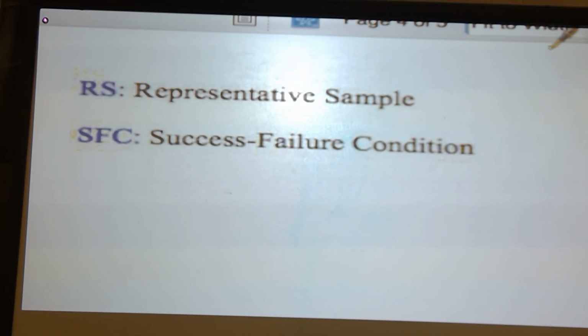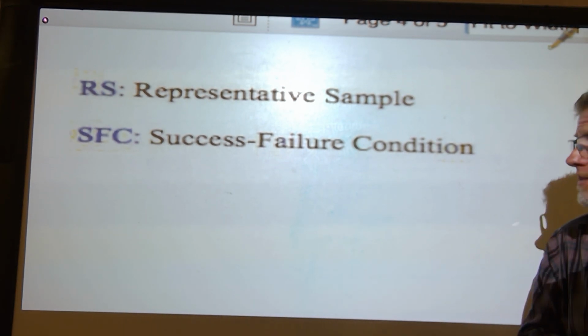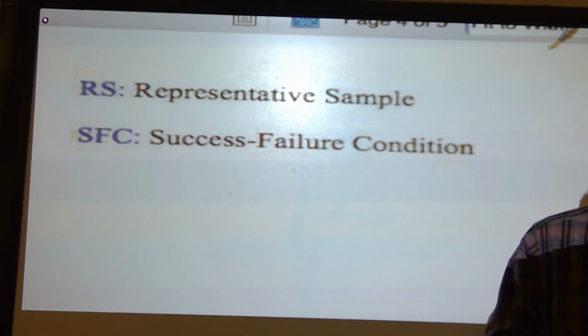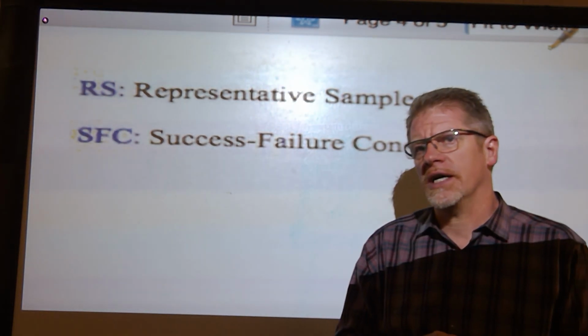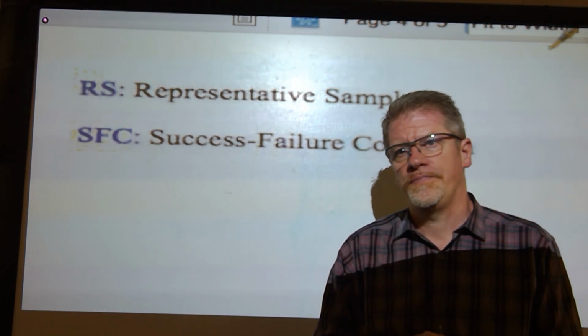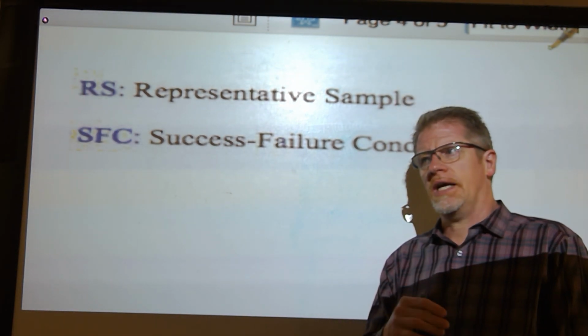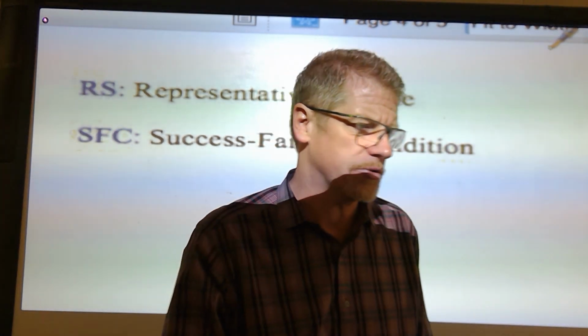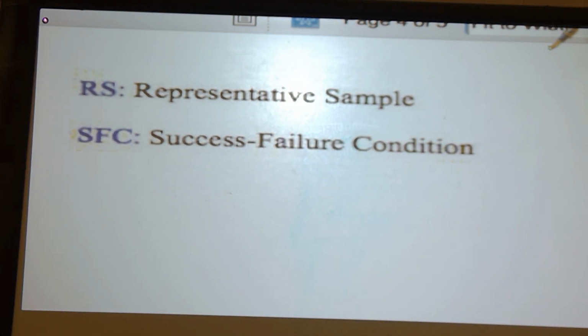So that's in the success-failure condition where you check to make sure np greater than 10, nq greater than 10, chapter 18. After chapter 18, it's np-hat greater than 10, nq-hat greater than 10. Then once we get into this unit, it's np sub 0 greater than 10, and nq sub 0 greater than 10. So those are the acronyms.